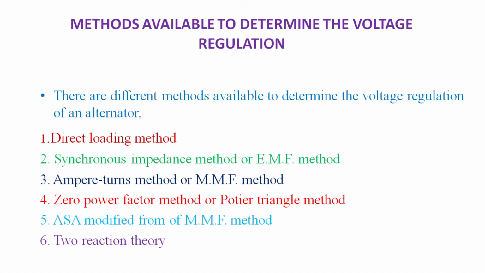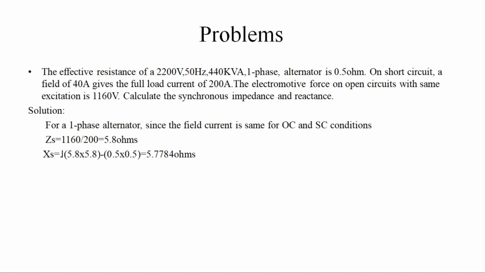Let us do some problems based on finding the voltage regulation of an alternator. The first numerical: the effective resistance of a 2200 volts, 50 Hz, 440 kVA single phase alternator is 0.5 ohms. On short circuit, a field current of 40 amps gives the full load current of 200 amps. The EMF on open circuit with the same excitation is 1160 volts. Calculate the synchronous impedance and reactance.